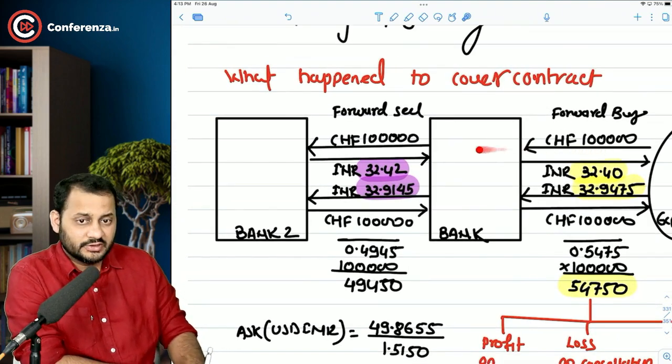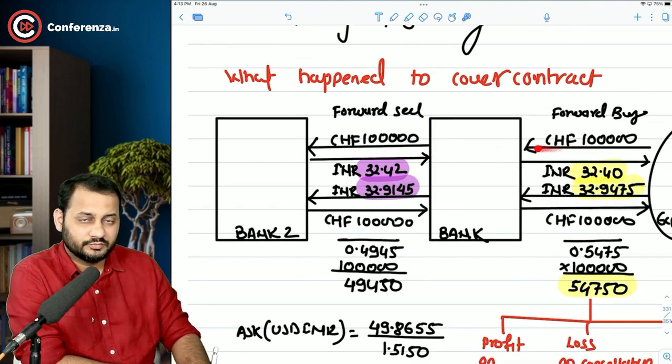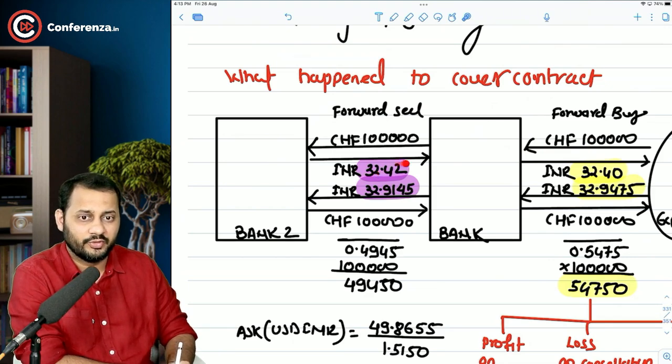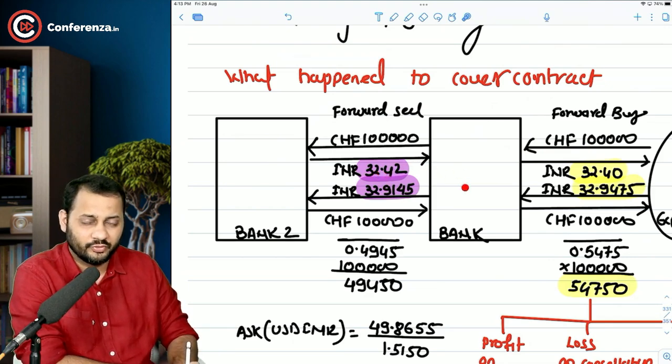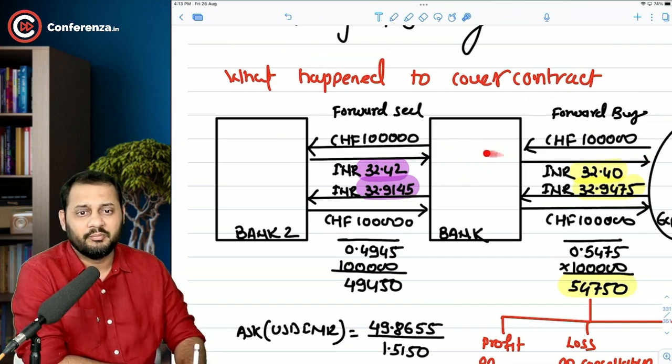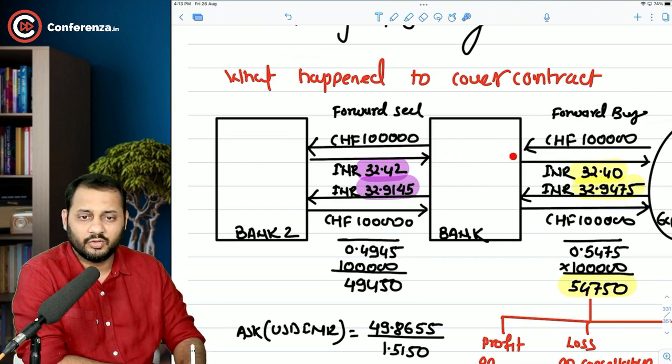If you take the difference between these two, the original contract was we will take CHF from the exporter and sell it to the bank too, and we will pocket 32.42. We will receive 32.42 from the bank too, and we will pay 32.40 to the exporter, resulting in a profit of 2000 rupees. Okay, sir. But what happened because of the cancellation?